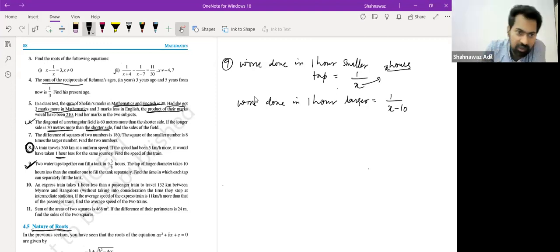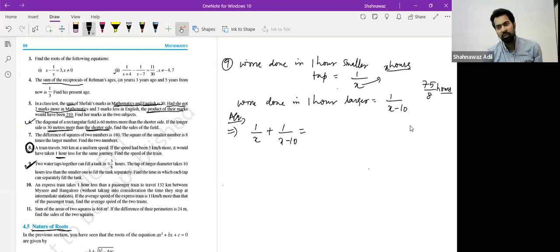Now, combinedly, how much work they do in 1 hour is 1 by x plus 1 by x minus 10. The total time that they take is 75 by 8 hours. So in 1 hour, how much do they complete? In 1 hour, they complete 8 by 75, right?